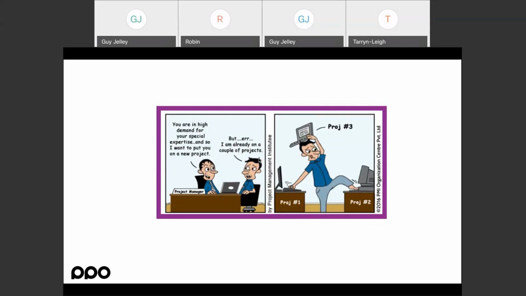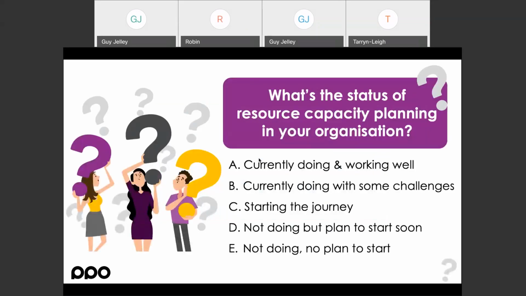So before I jump into the webinar, just a question from my side to get a sense of the audience. What's the status of your resource capacity planning currently within your organization? A, currently doing it and it's working well. B, currently doing it with some challenge. C, starting with the journey. D, not doing it but plan to start soon, or E, not doing it and no plan to start. So I'm just going to let you guys comment on this.